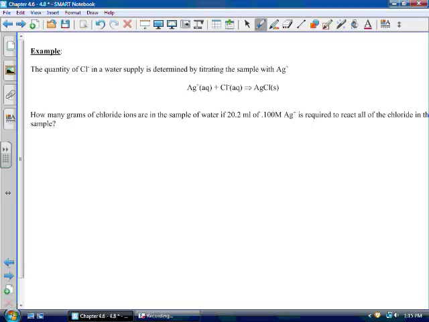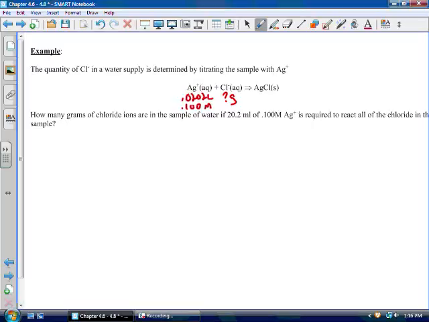And if you don't have that in your notes, then I apologize. Now, what do we know? We have to balance the equation, which is already done. From there, we take what we're given. We are given 0.0202 liters of silver ions, and we know that they are 0.100 molar concentration. We're trying to find how many grams of chloride ions there would be in this solution.